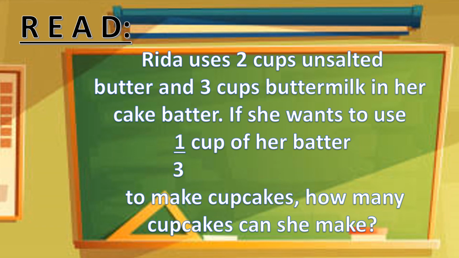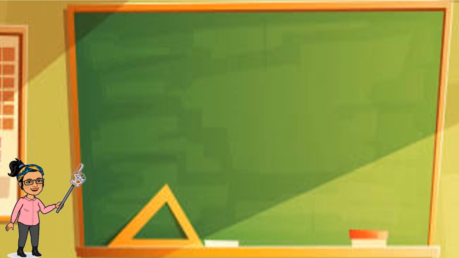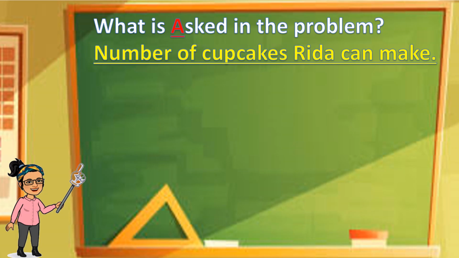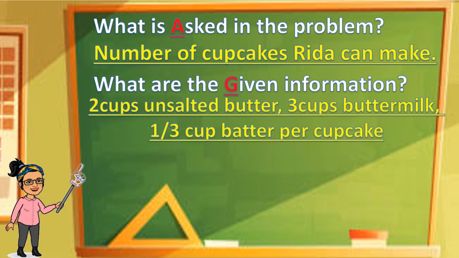How do we solve a word problem? We could try solving the given problem using AGONSA. Let's find out what AGONSA means. A: What is asked in the problem? The number of cupcakes Rita can make. G: What are the given information? 2 cups unsalted butter, 3 cups of buttermilk, and 1/3 cup batter per cupcake.